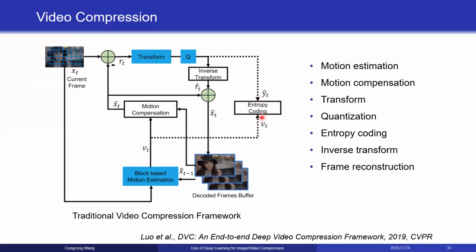And this step is the same as image compression, including transformation, quantization, and entropy coding. Besides sending this difference, we also need to send the motion vector to the decoder side. So compared to the traditional image compression framework, the two main steps added are motion estimation and motion compensation.